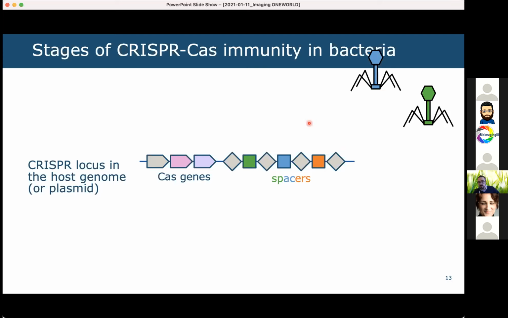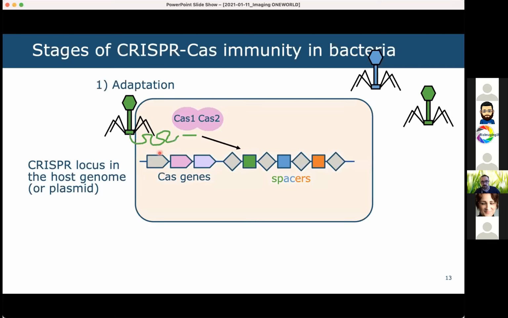And people had basically in the beginning no idea why that genetic information from a bacteriophage is present in the genome of the bacterium. And it turns out that there is a mechanism where a couple of Cas genes are involved to create a memory of phage infection. So Cas1, Cas2, those two enzymes, can take a small piece of viral DNA and put the sequence into the chromosomal DNA of the bacterium, thereby creating a memory of a survived phage infection.